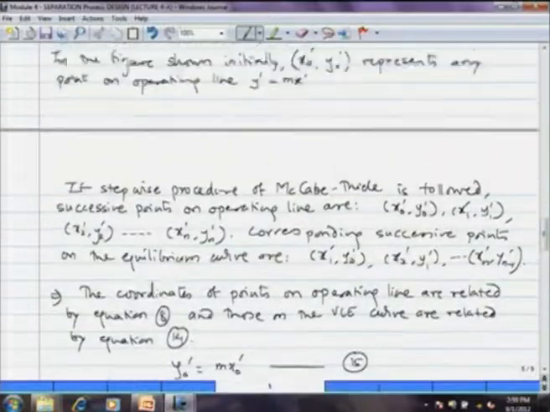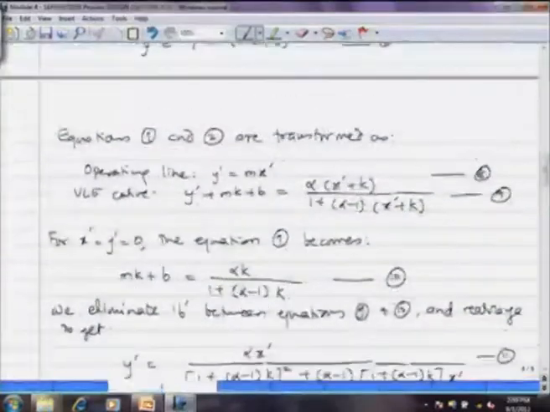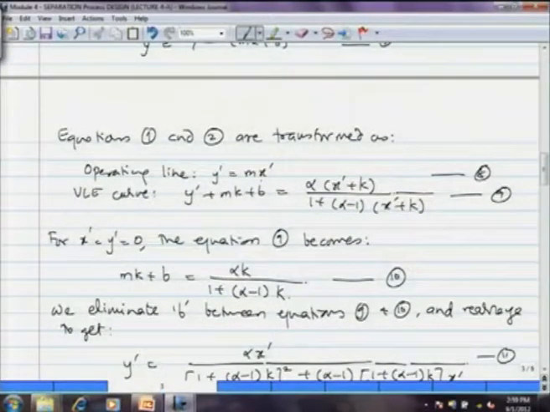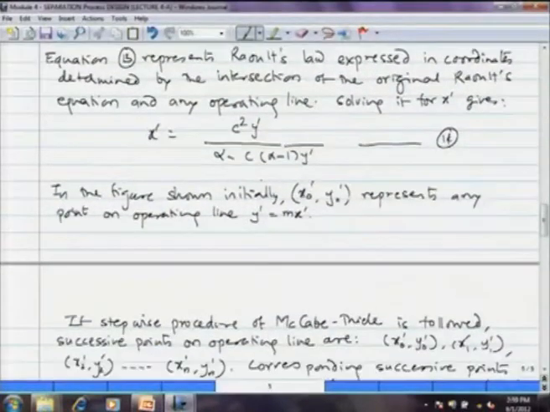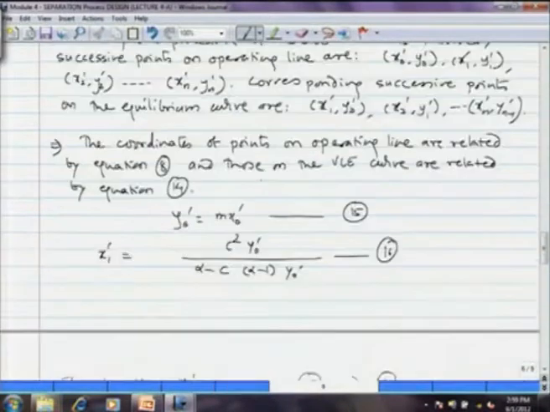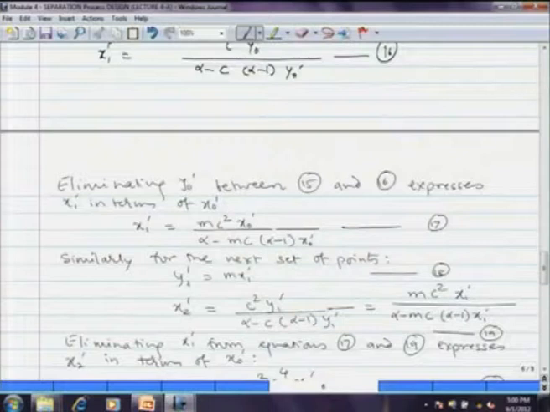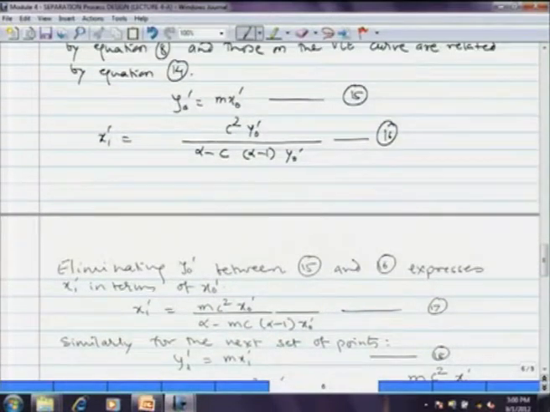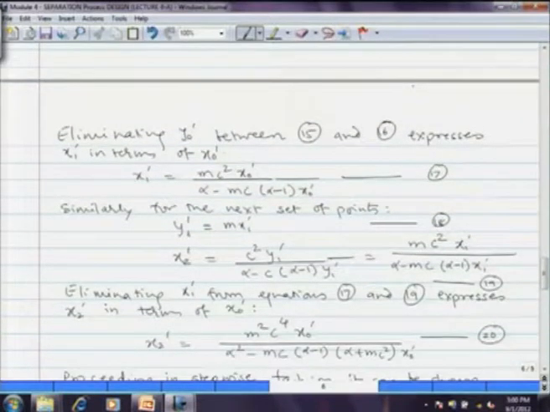Equation 14 is the VLE curve in shifted coordinates, and equation 8 was the operating line in terms of shifted coordinates, y dash equal to m x dash, after setting b equal to 0, that means after shift of origin. And then follows a stepwise method. First, y0 dash equal to m x0 dash, and x1 dash is equal to c square into y0 dash divided by alpha minus c into alpha minus 1 into y0 dash. Now, eliminating y0 dash between the above two equations 15 and 16 expresses x1 dash in terms of x0 dash.